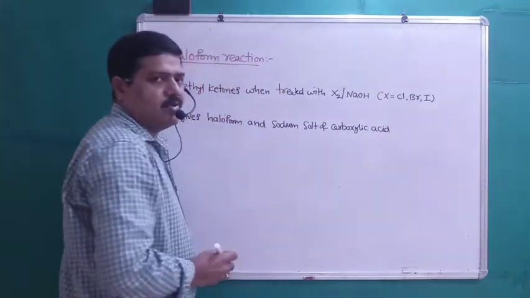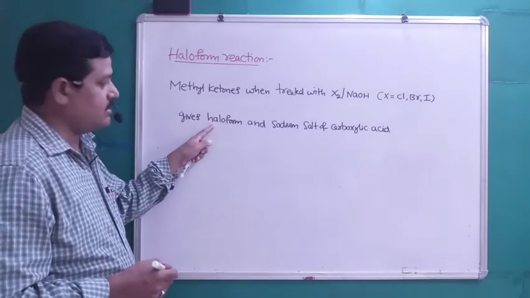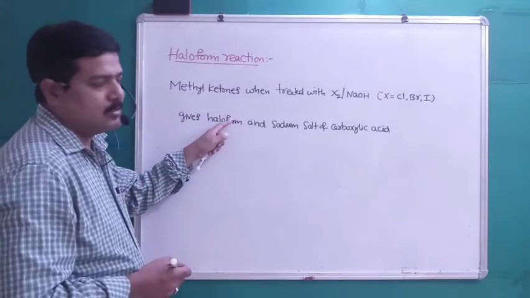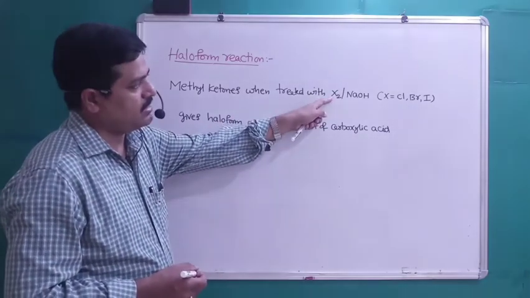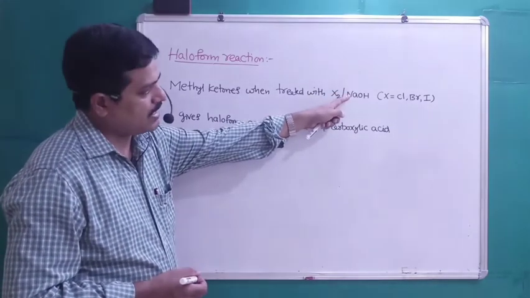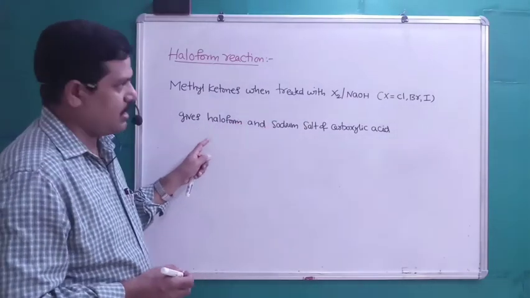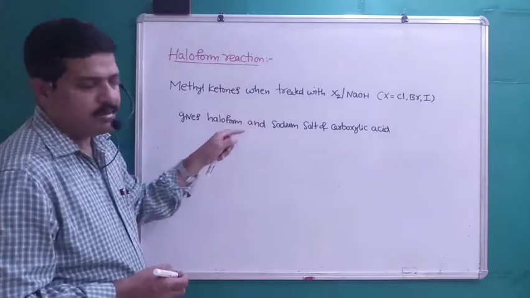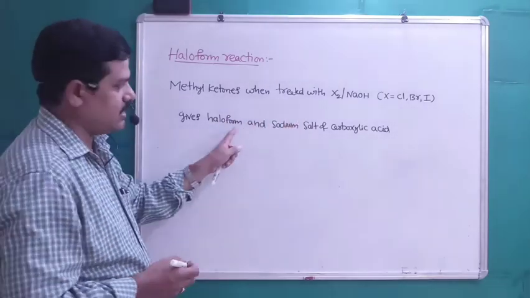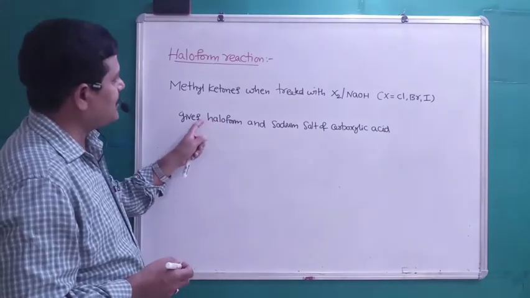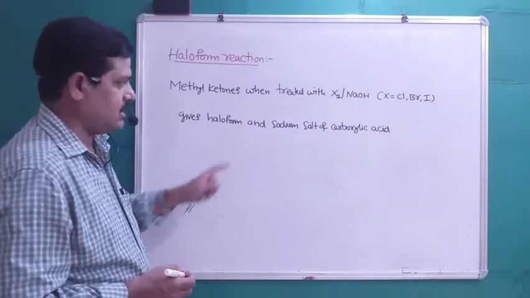When we use chlorine, we get chloroform as the product. It is generalized as haloform. The reactant is a halogen in alkaline medium, which may be chlorine, bromine or iodine. If it is chlorine, we get chloroform; if bromine, bromoform; if iodine, iodoform. The famous reaction among these is the iodoform reaction.